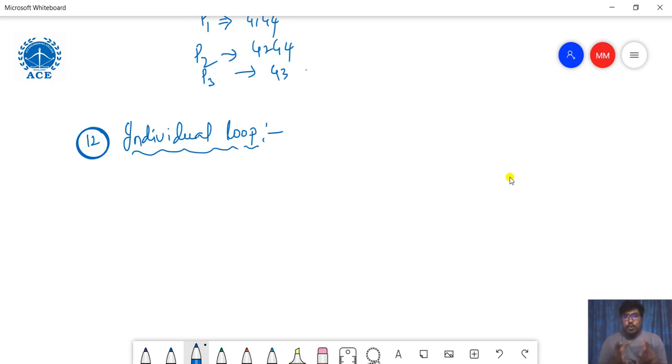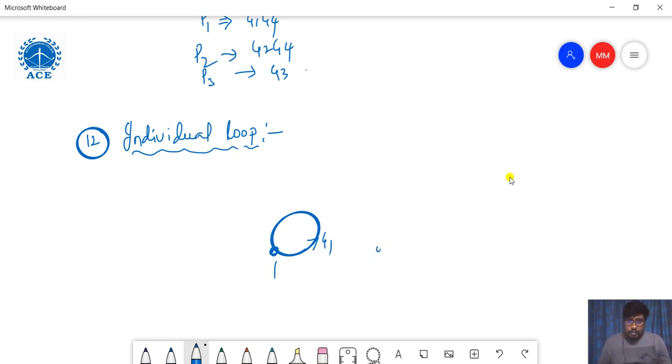Individual loop. Loop, we already discussed. Loop means, suppose a branch or a path is starting at a node, and it moves through the entire part of the graph and terminates at the same node. Then it is called a loop. For example, a small loop: this is node 1, with G1. Can I say this is a loop? Yes, of course.